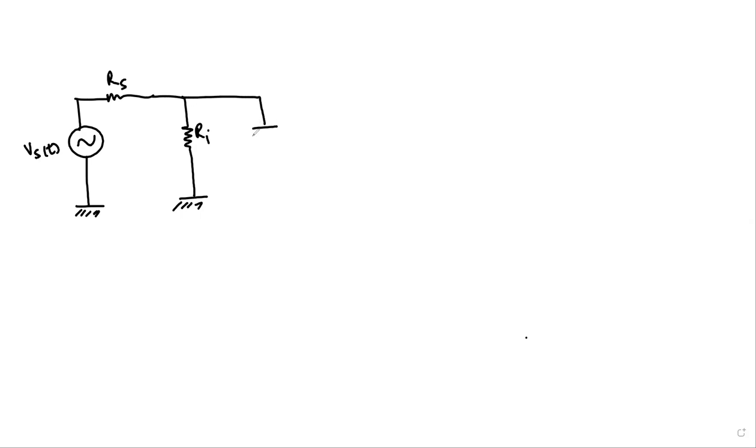So let's continue with the amplifier models. So what we have here is the signal source Vs of t, and this is the source resistance. Ri and Ci form the input impedance of the amplifier.